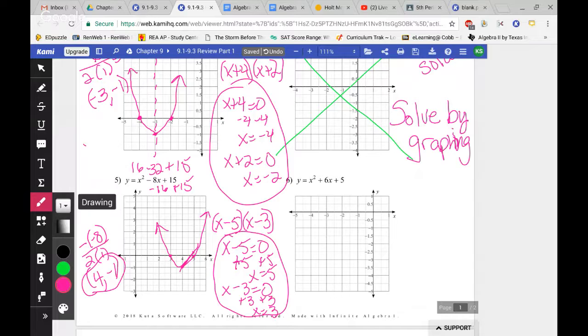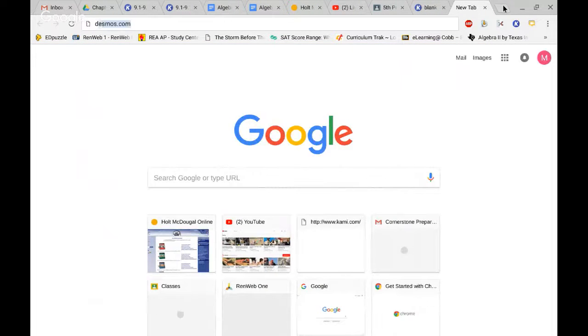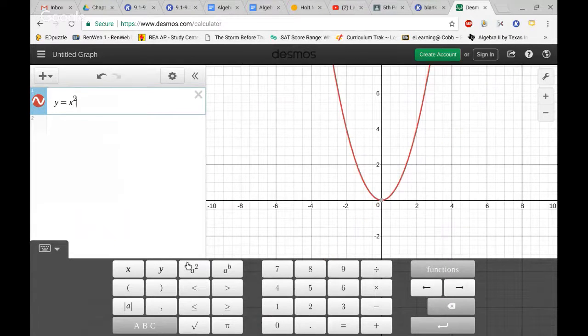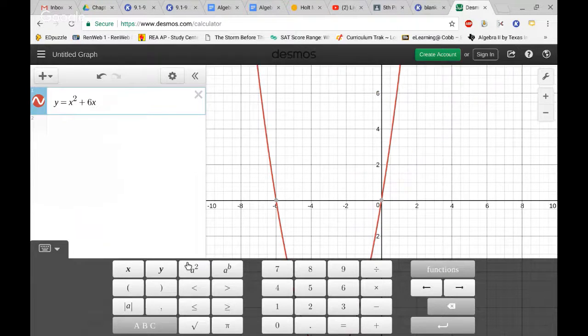So if you plugged in x squared plus 6x plus 5, I'm going to pull up Desmos. I may need you to remind me of that equation, I'm sorry. Can you see it okay? Y equals, can you see Desmos? Yes. X squared plus 6x plus 5.